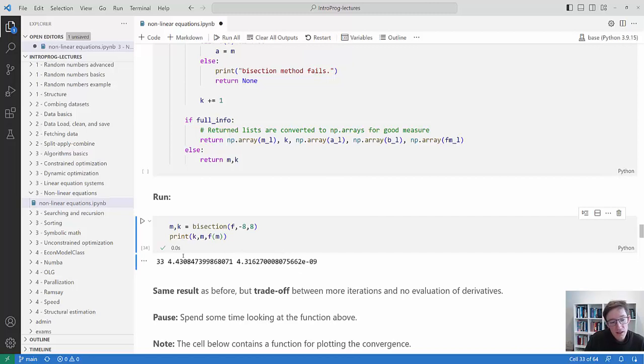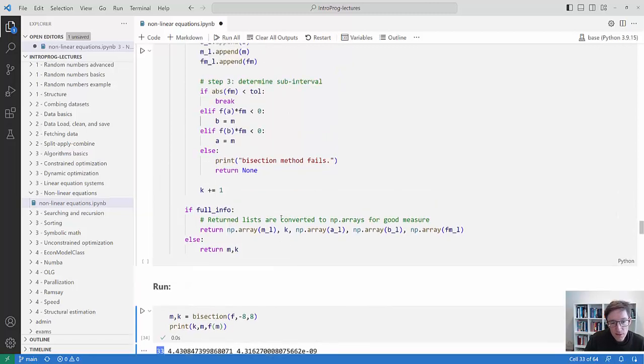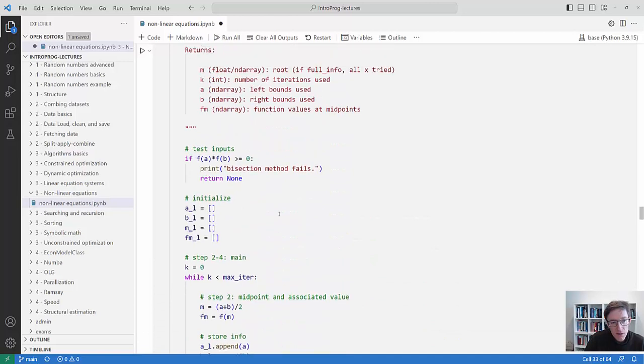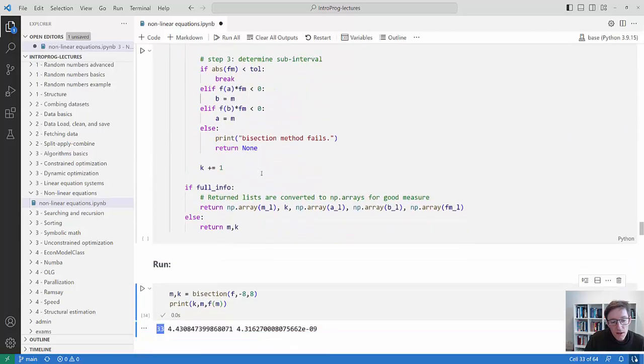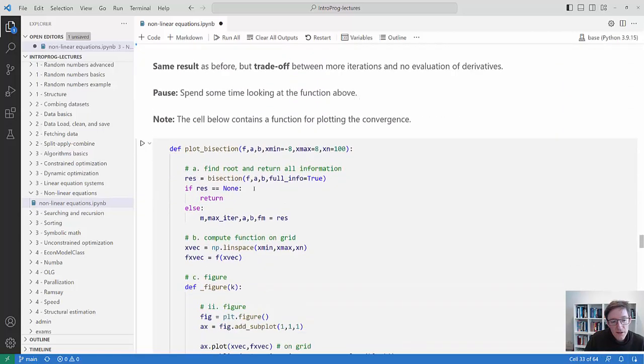There's a trade-off between more iterations. Before we had 7 iterations, right now we have 33. But on the other hand, it's easy to implement. We don't need any derivatives. Again, this is a good time to pause the video and spend a bit of time on what's going on in this function and how it relates to this up here. Otherwise, let's have a closer look at what happens graphically.